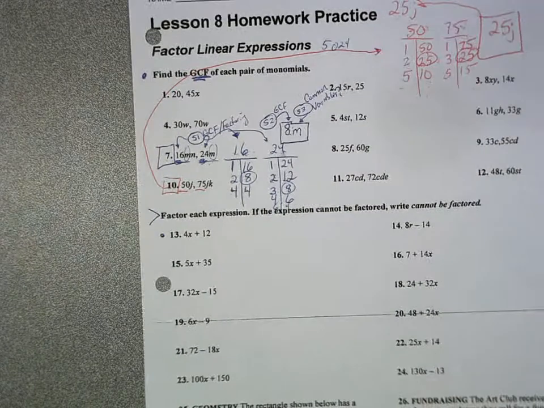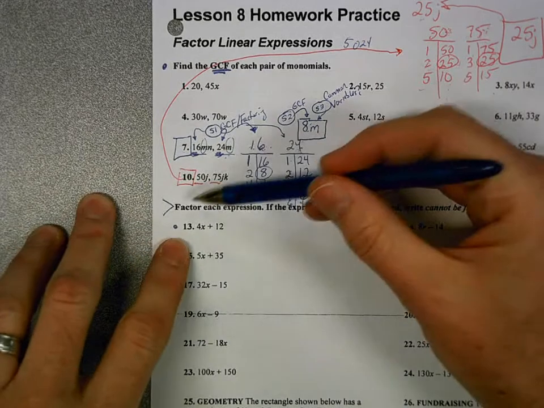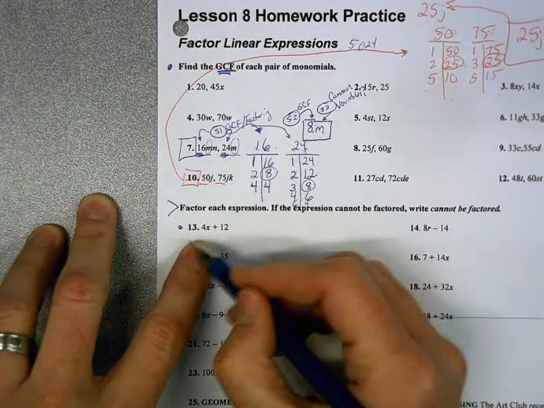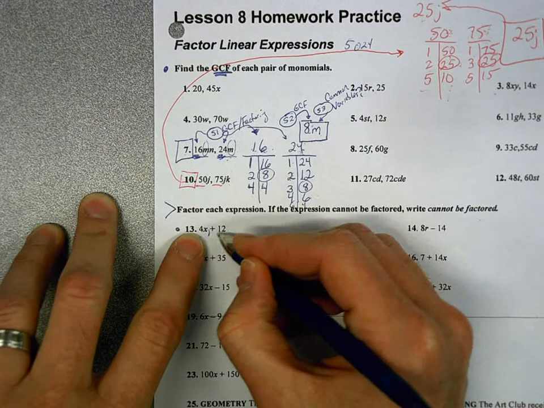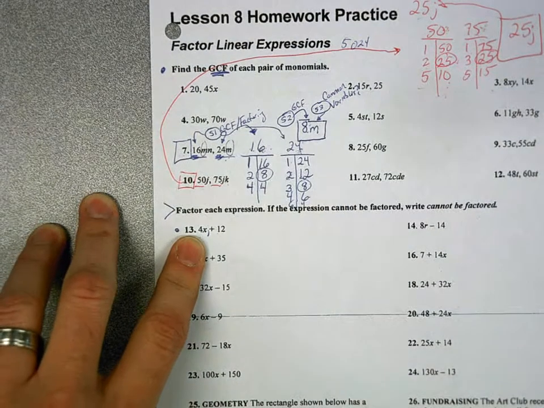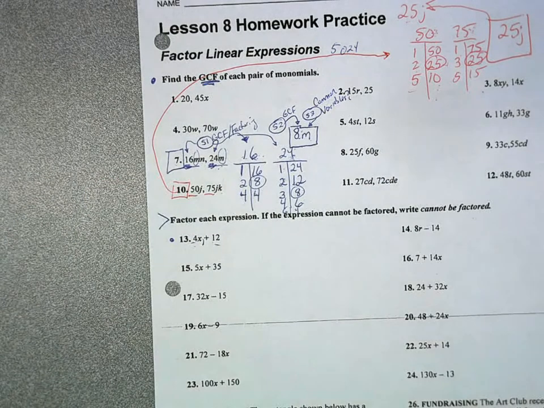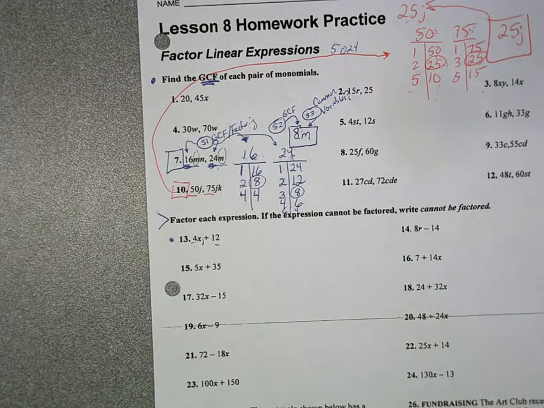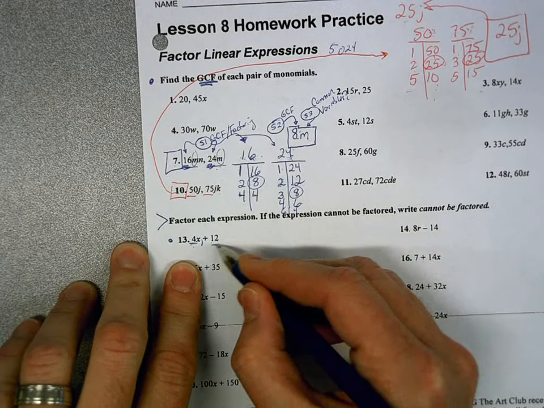So, here's what I'm going to do. It says factor each expression. So here's what we're going to do. I'm going to view 4x plus 12 as, instead of the addition sign, I'm going to pretend like they're 2 monomials, kind of like we did up here. I'm going to now factor my 2 numbers, my 4 and my 12. Now here's what I'm going to do. I am going to let you get away with not doing T-charts when you come to a problem that the smallest number can divide into the largest number.